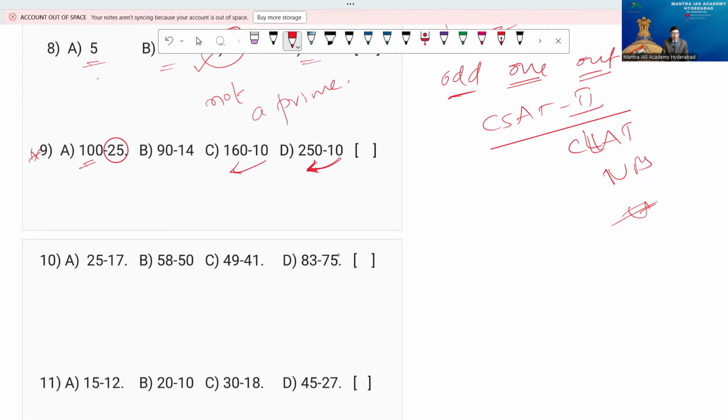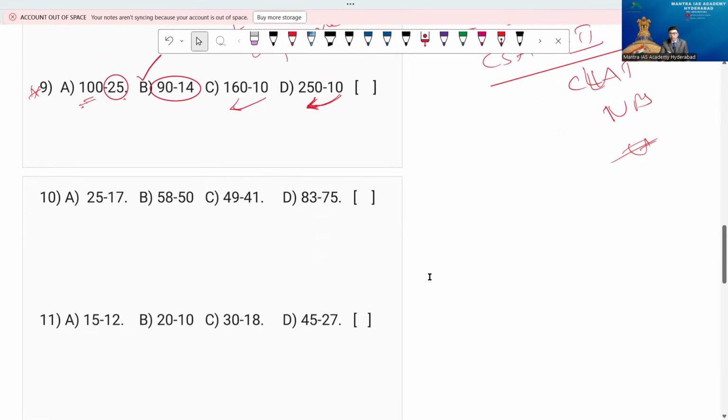That's called, without any remainder, you can say that 160-10 is confirmed, 250-10 is confirmed, but 90 and 14 is not in that fact. So the answer is B, beta. It implies the second number will divide the first number without any remainder. That's the answer here. So that's the different thing I want to tell you. That's my intention here.